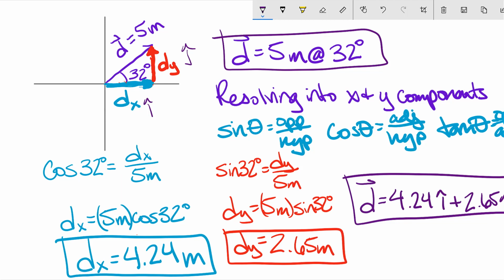All right, and that's it for vector resolution. Next time we will talk about how we can use these to add different vectors together.